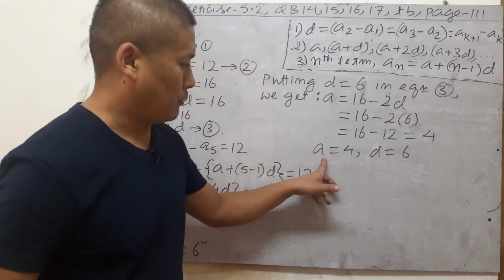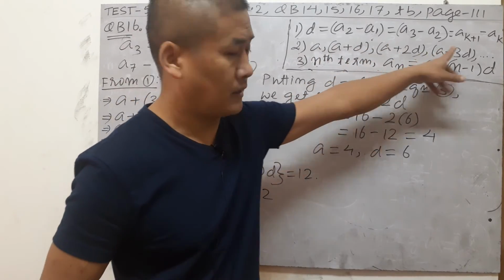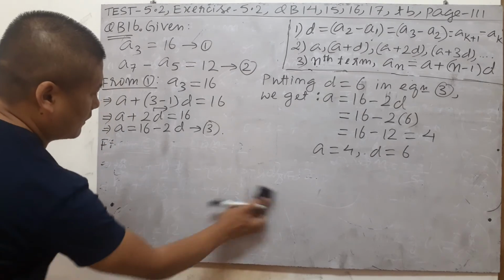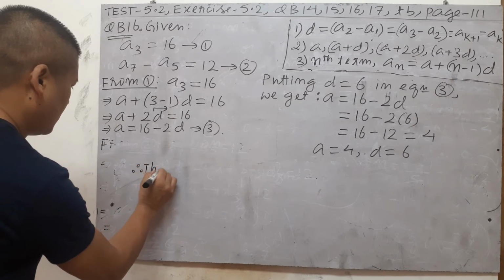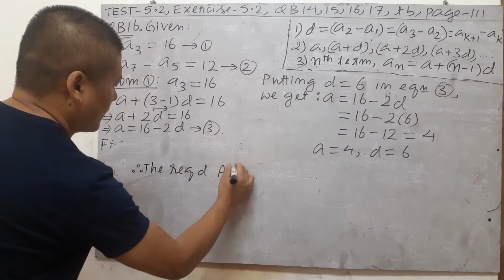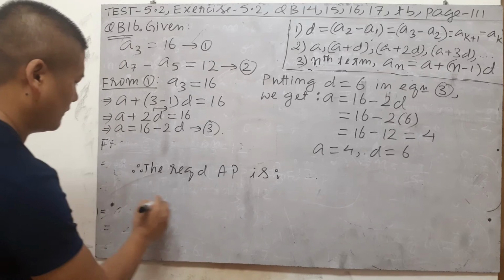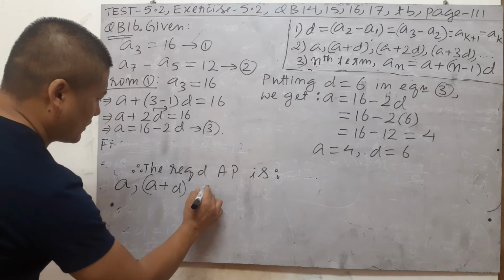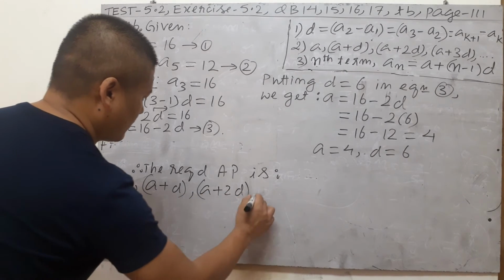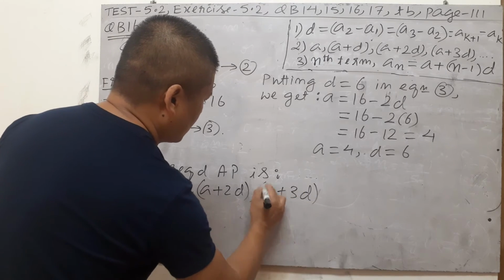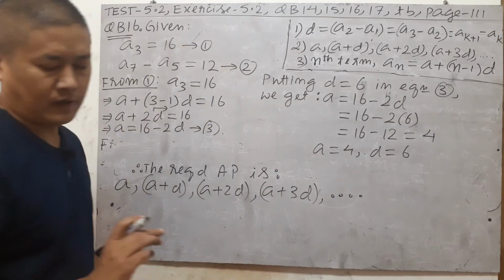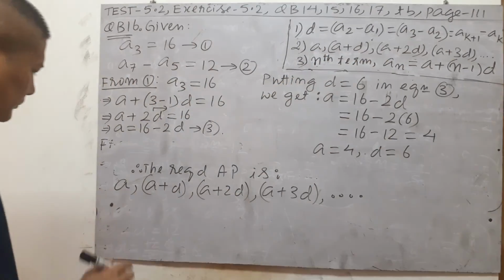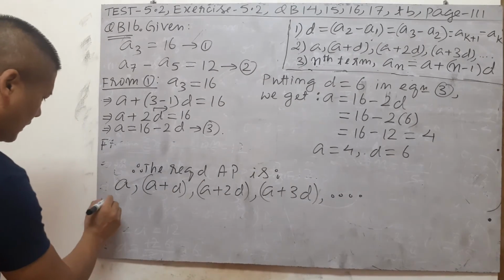So we have to put these values A and D inside this to get the required AP. You can write down now. Therefore, the required AP: the first term is A, the second term is A plus D, the third term is A plus 2D, the fourth term is A plus 3D, etc. Find the required AP. So this is our answer. We are applying this formula: A plus D, A plus 2D, A plus 3D, etc. Up to the fourth term is enough.